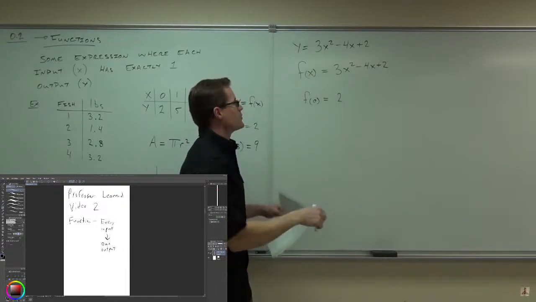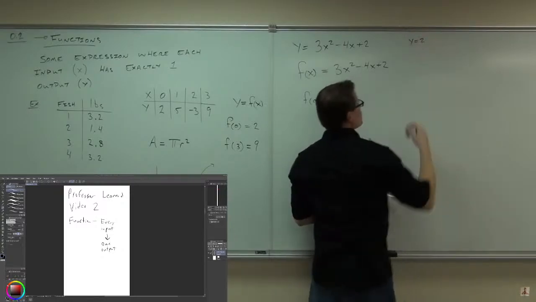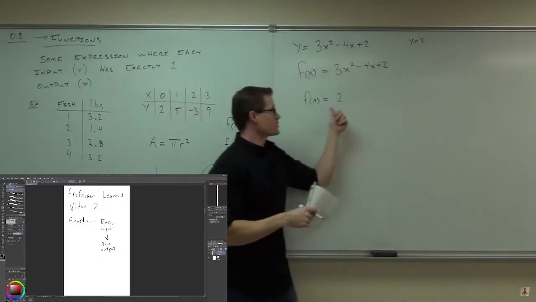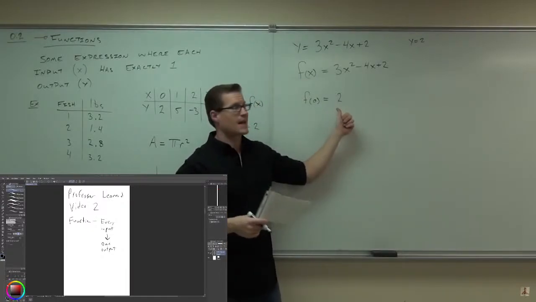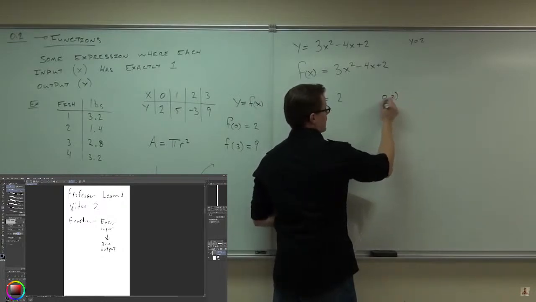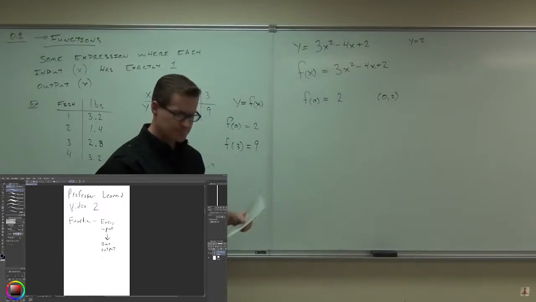What's nice about this is if you plug in 2 from this one, you're going to get y equals 2. But does this tell you what you plugged in to get the 2? No. Does this one tell you what you plugged in to get the 2? Yes, this actually will give you a coordinate point. It will say you plugged in 0, you got out 2. And that's kind of nice. This is one other reason why we use that function notation.